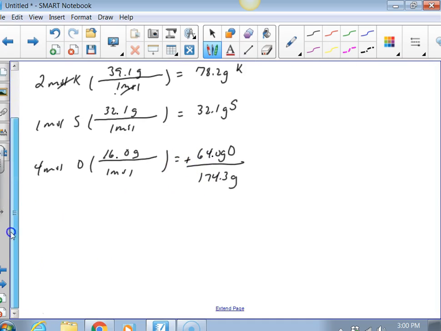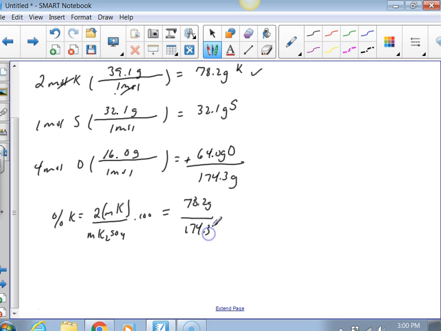Okay, to calculate the percentage of potassium, that's going to be 2 times the mass of potassium divided by the mass of K2SO4 times 100, which is equal to 78.2 grams here, divided by 174.3 grams here, times 100. 78.2 divided by 174.3 multiplied by 100 is 44.9%.